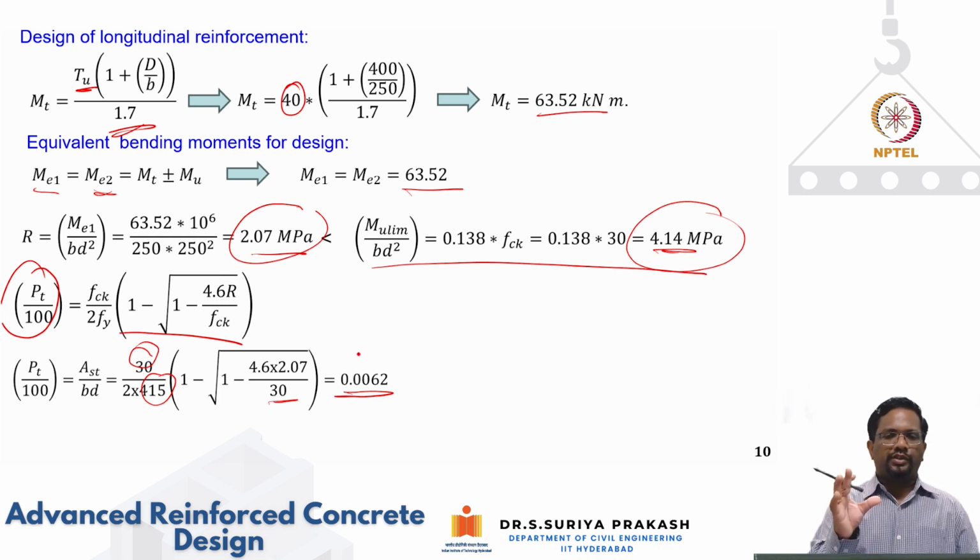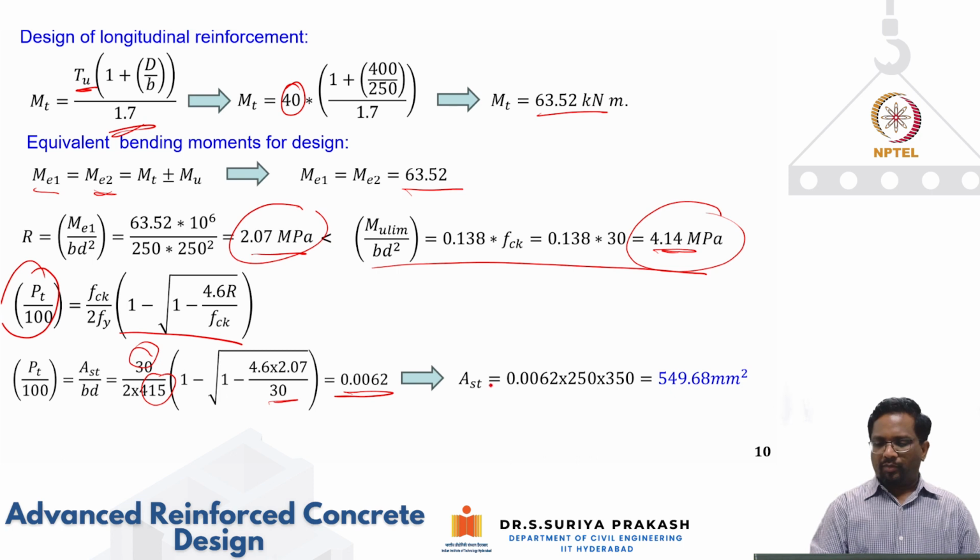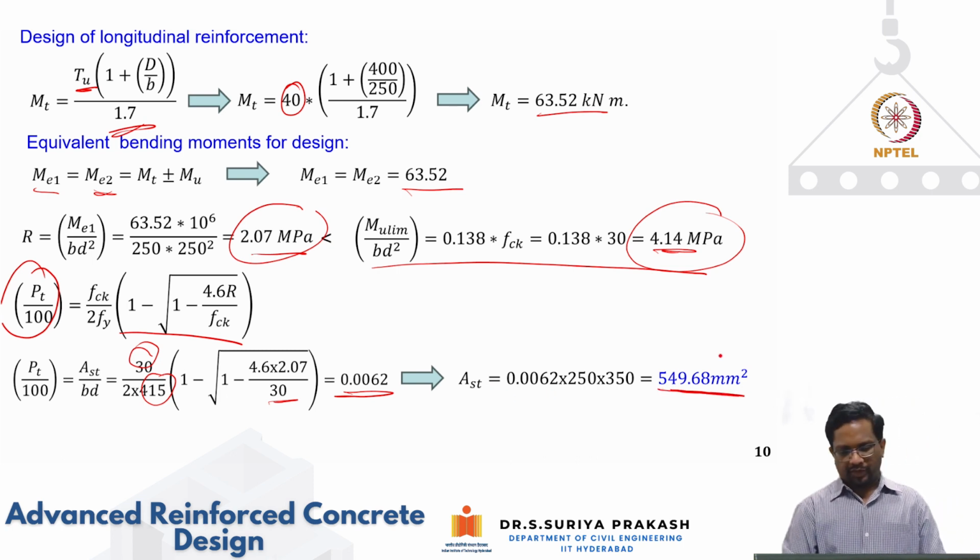So 0.62 percentage of tension steel is only required because your demand is slightly less. And you find that the amount of tension steel required is 550 mm square.